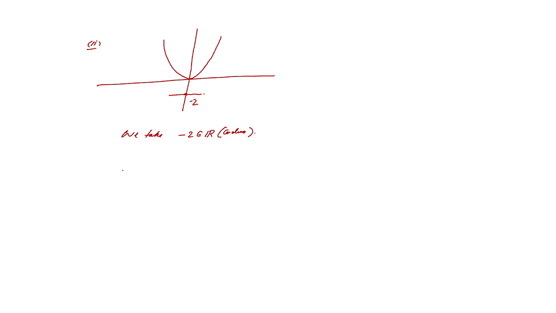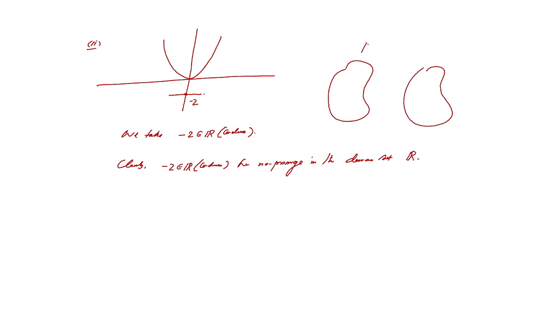So clearly minus 2 belongs to R, the codomain set, and has no preimage in the domain set R. So here your domain is R, the codomain is also R. If we take minus 2, you have no preimage.